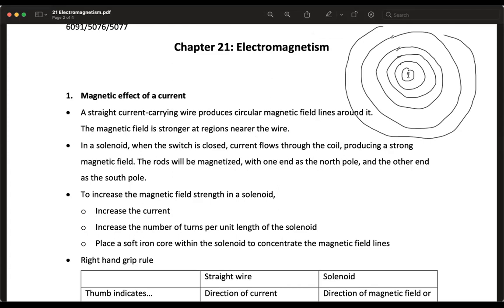Okay, so this one is the magnetic field coming out. The magnetic field lines will be like this. Is that clear? Okay, so nearer the wire, the lines should be closer. Further from the wire, the field lines should be further apart. It means that the magnetic field is weaker further away from the wire, whereas when it's nearer to the wire, it is stronger. You all remember, if the field lines are closer together, the magnetic field strength is stronger. Is that clear?